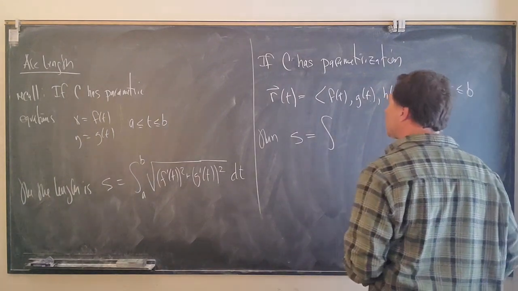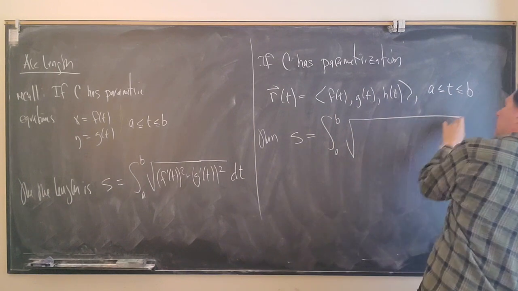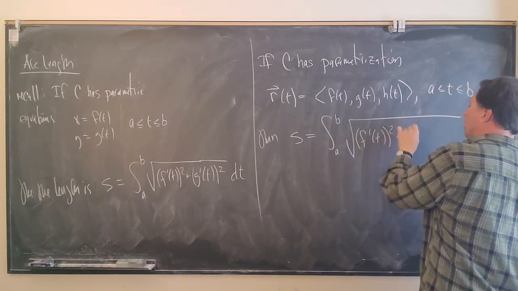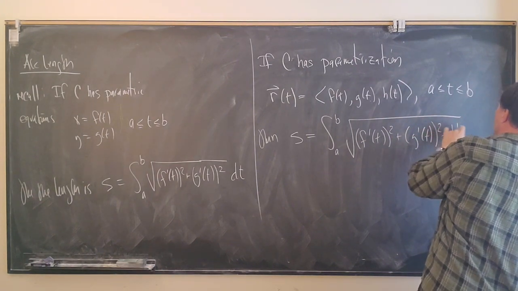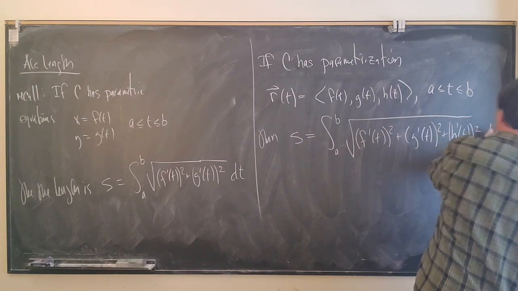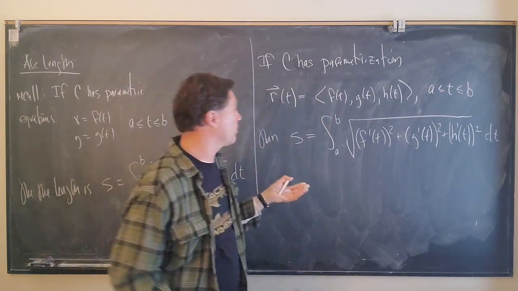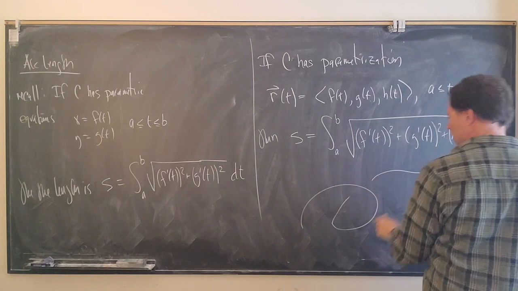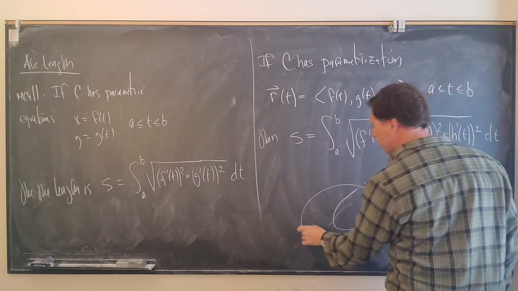Then the length is equal to the integral from a to b of a big square root with f prime of t squared plus g prime of t squared plus h prime of t squared, dt. So it's essentially the same formula, we just have one more component, and this will compute the length of some curve in 3 dimensions.